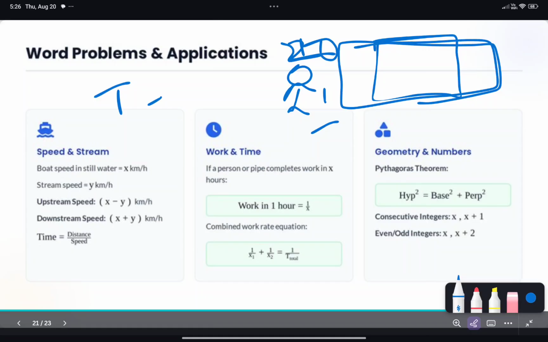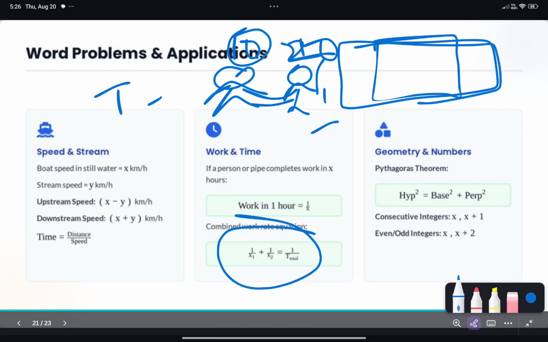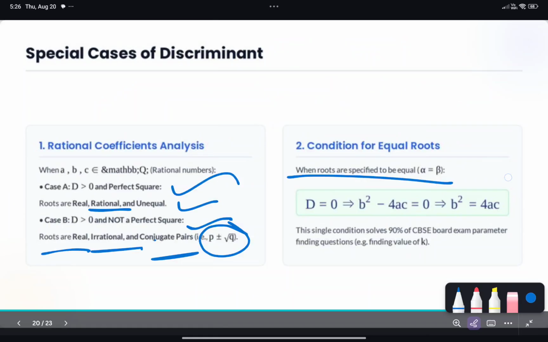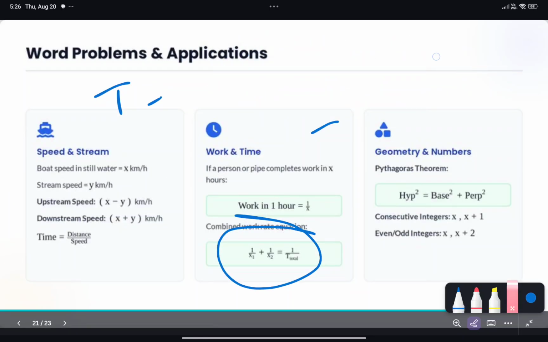Combined work rate equation. There is one more person. He can complete it in 10 days, and the other in 20 days. Both persons complete it in how many days? 1 by x is 1 by 10 plus 1 by 20. Get the total. Clear? Clear or not? Tell me.